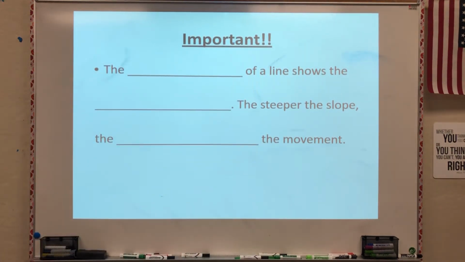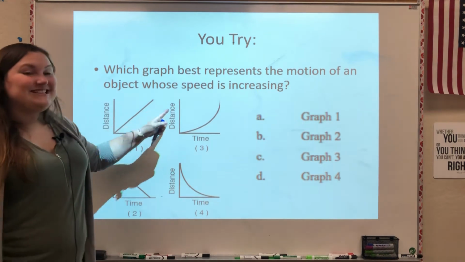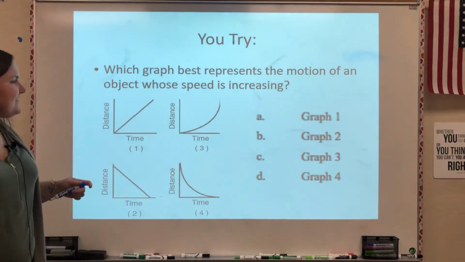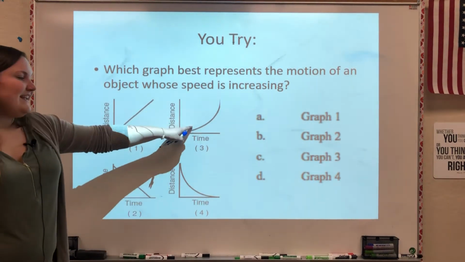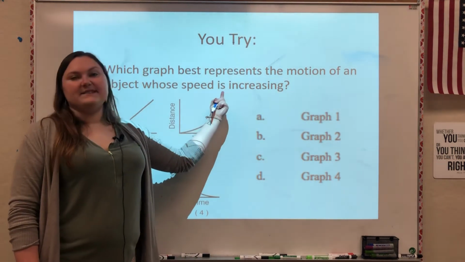The first one says, which graph best represents the motion of an object whose speed is increasing? Make sure you're paying attention that these are distance over time graphs. So the one that would be increasing is graph 3, showing slow at first and then the speed increases.